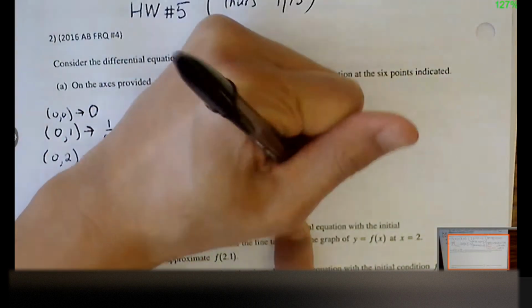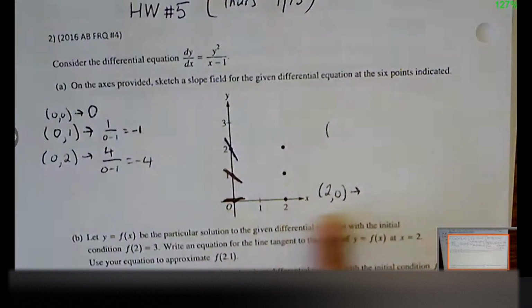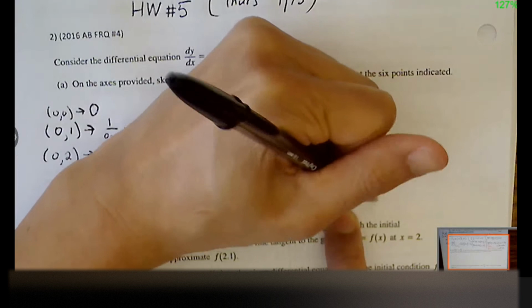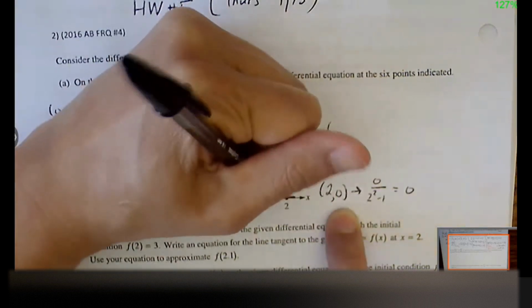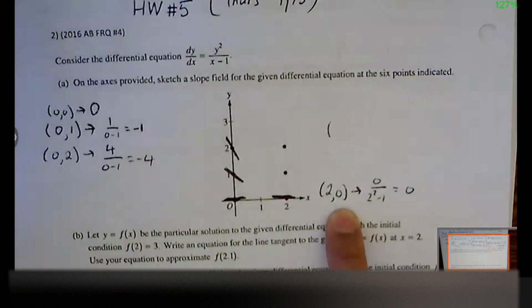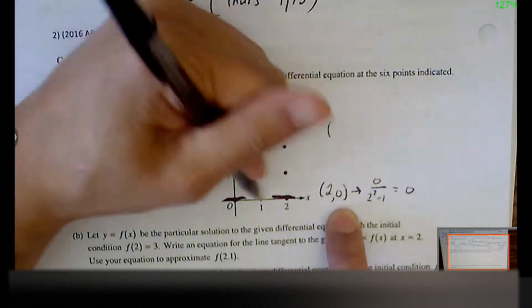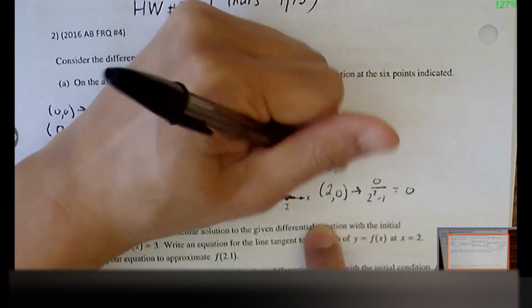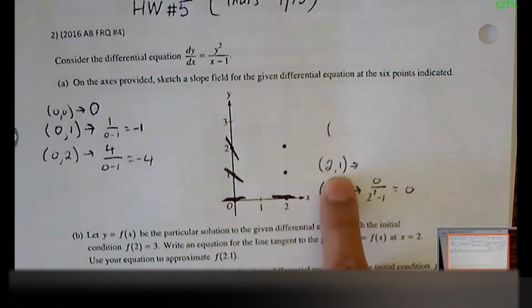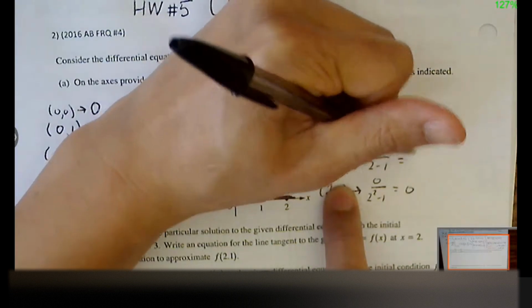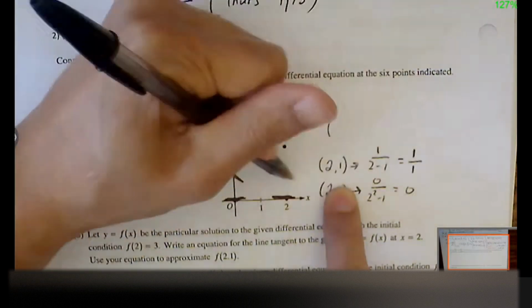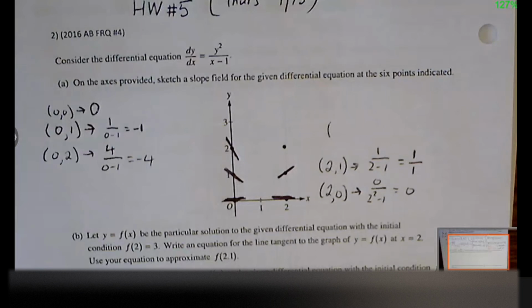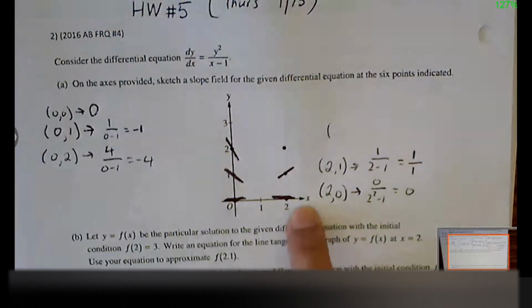Okay, 2, 0. 2 in for x, 0 in for y. Horizontal line. 2, 1. 2 in for x, 1 in for y. And then 2, 2.